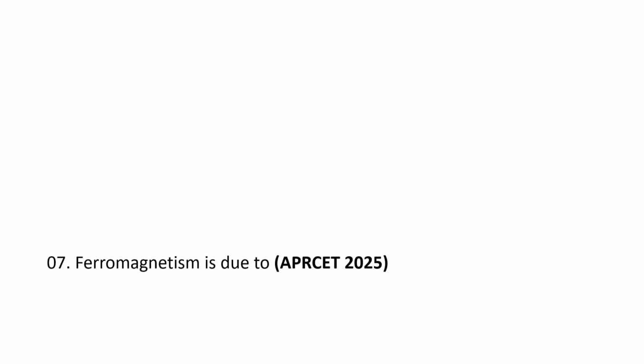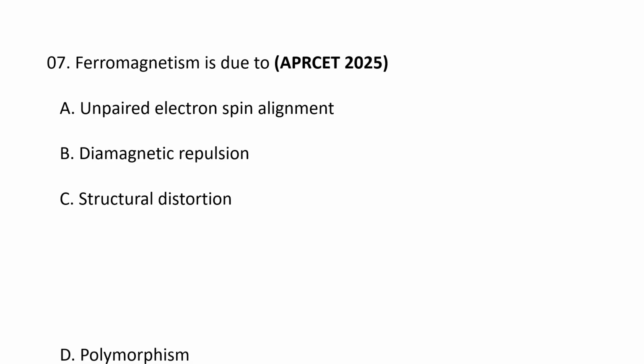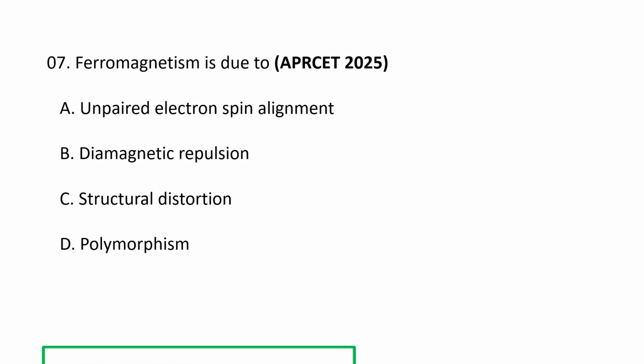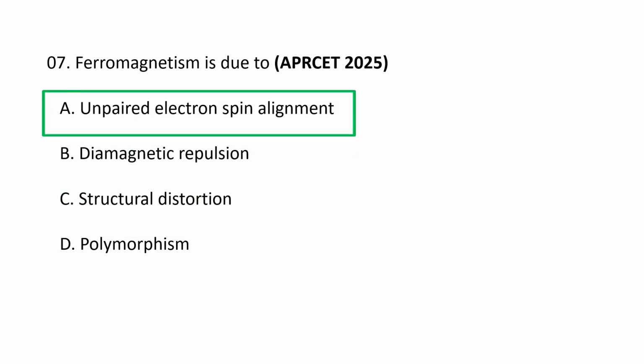Next question. Ferromagnetism is due to, the choices are A. Unpaired electron spin alignment, B. Diamagnetic repulsion, C. Structural distortion and D. Polymorphism. Ferromagnetism is due to unpaired electron spin alignment. Ferromagnetism is caused by a strong quantum mechanical interaction called the exchange interaction, which aligns the spins of unpaired electrons in neighboring atoms parallel to each other.